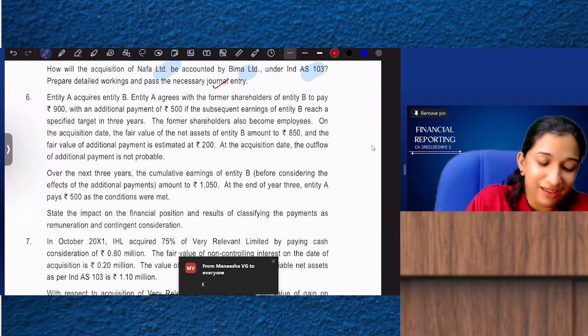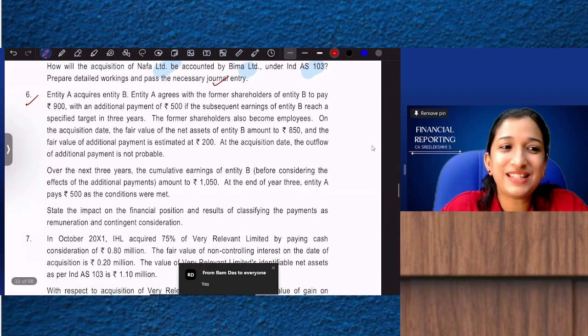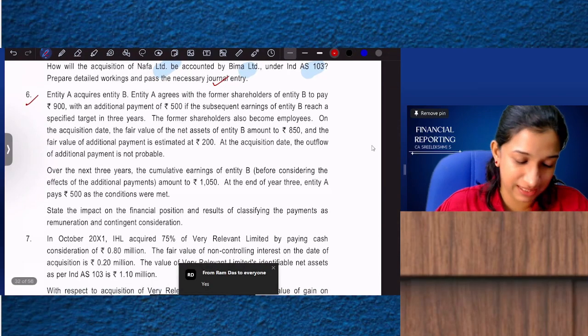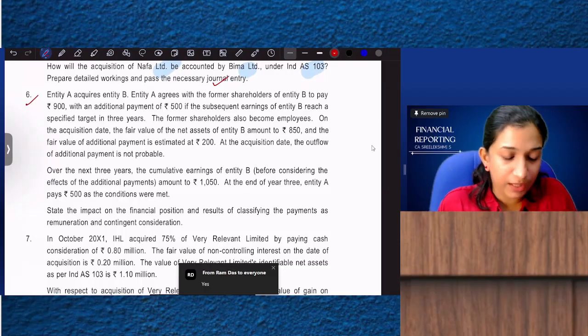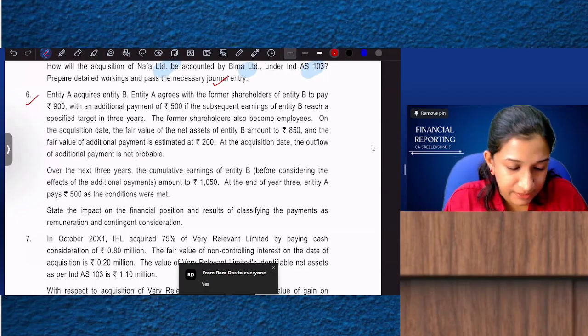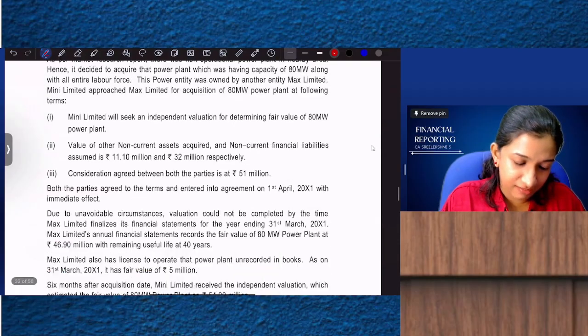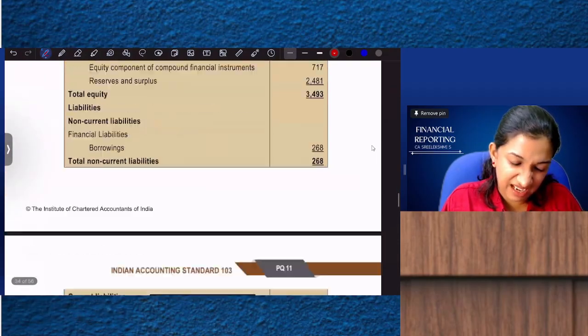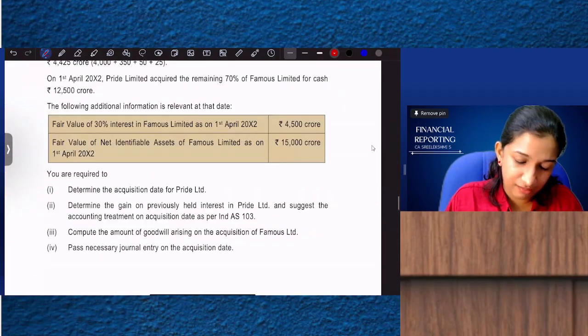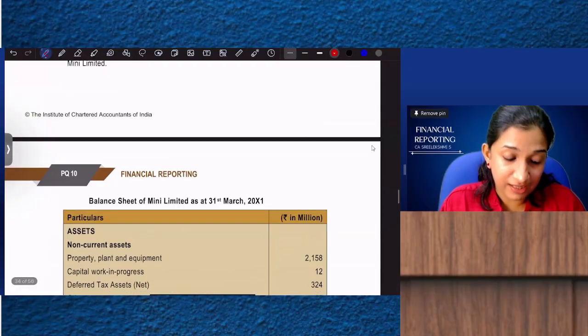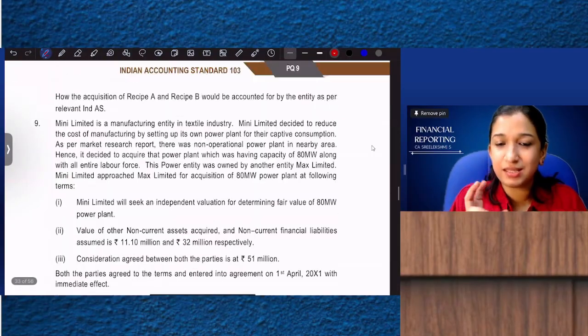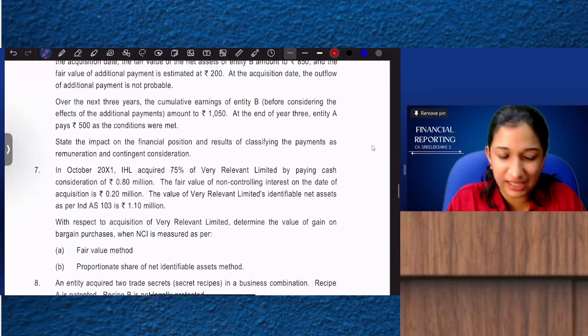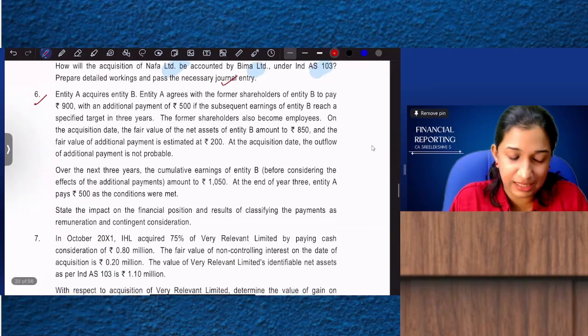So yes, question number 6. Questions 6, 7, 8, 9, 10, of which 10 is the kind of question which we tried yesterday. We can ignore that. Let's see.